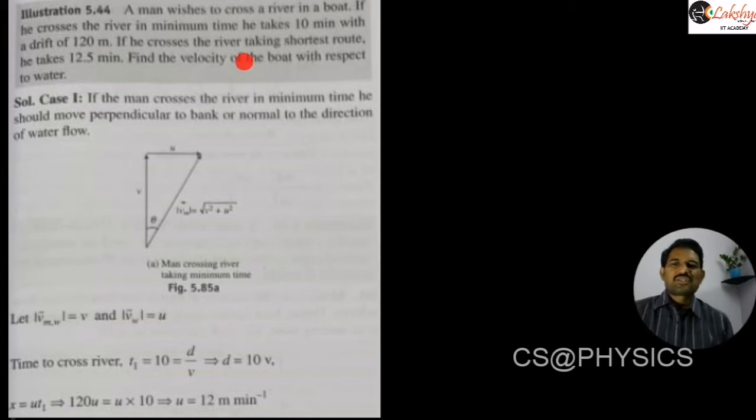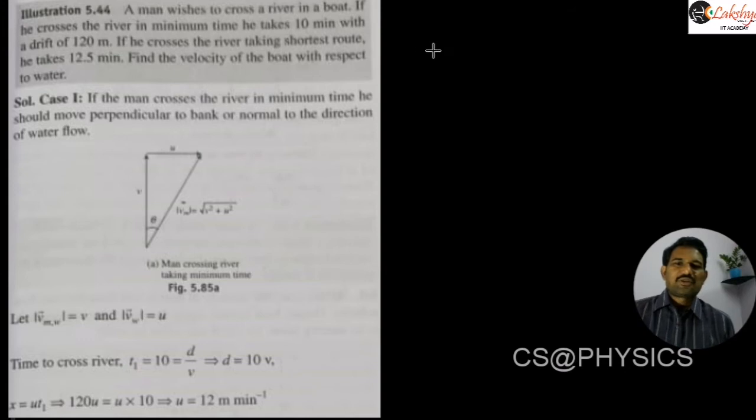So that means here velocities are not given. There is no information about the velocities, but the time taken in both the cases are given. So directly you can use the time taken formula which we derived already, and from that you can calculate those values here. And so now here, time taken when he is crossing in the minimum time is given here.